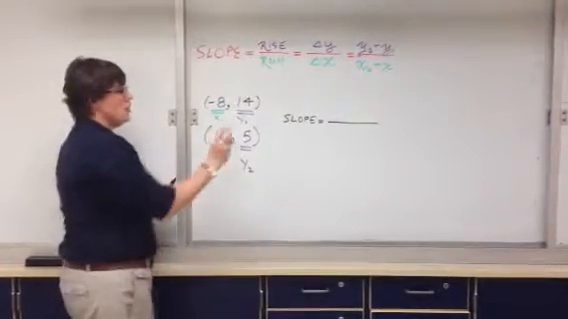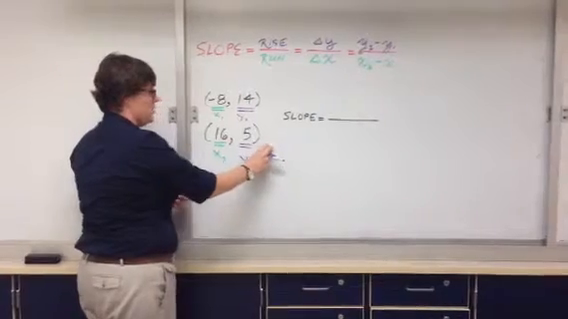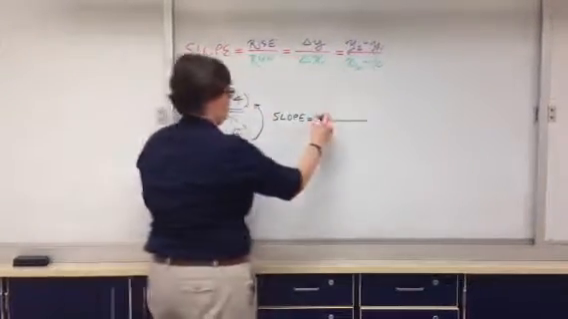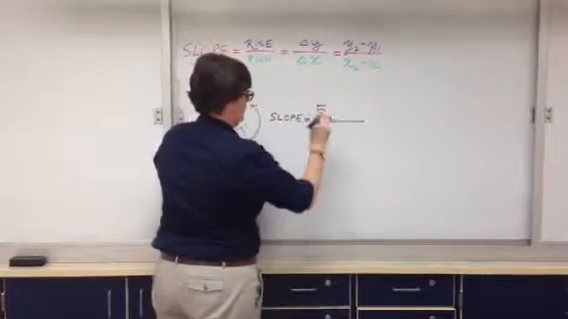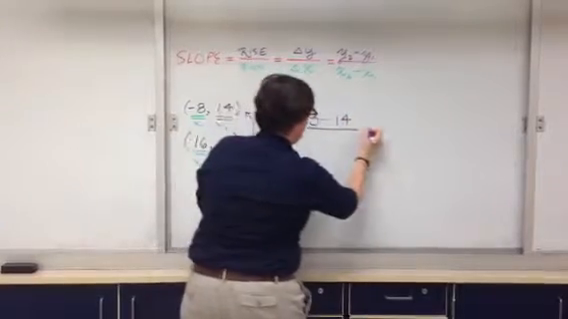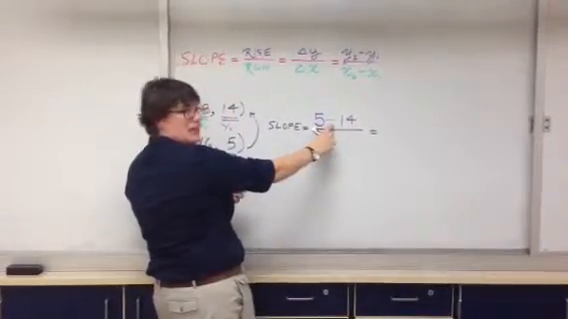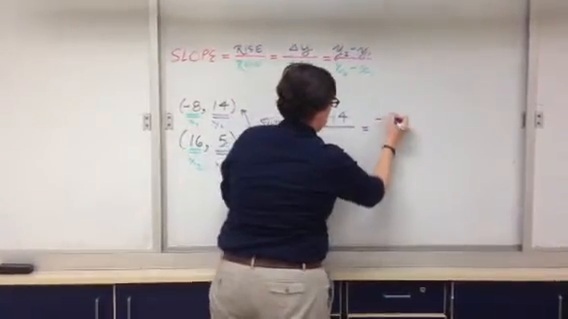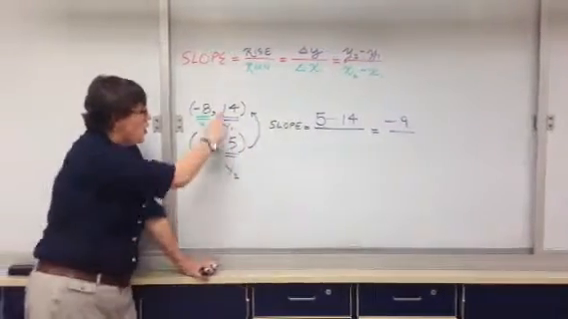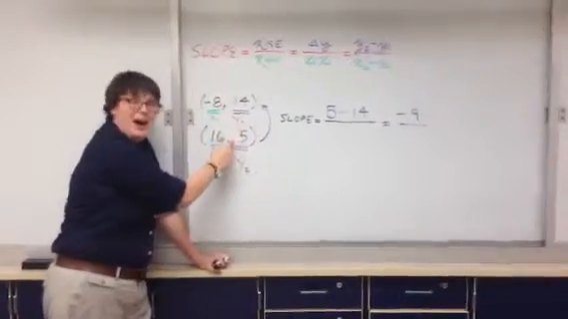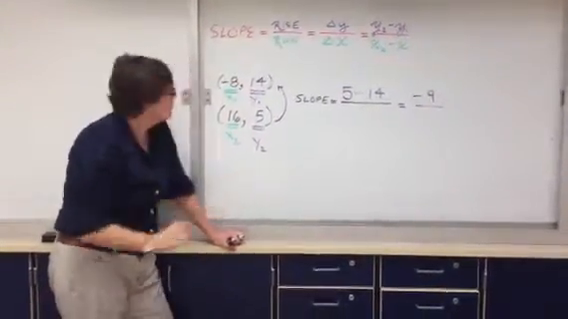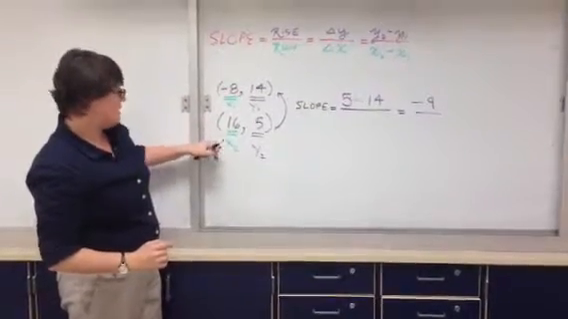What I can do is a subtraction of the y's on the top. 5 minus 14. That's going to give me -9. And what that means is that if you had gone all the way from 14 to 5, you went down 9 units.